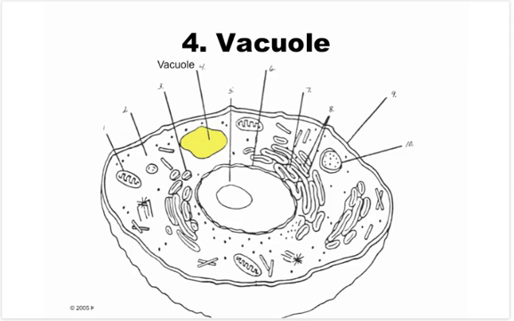Number 4 is the vacuole. Much smaller than in the plant cell. There's a reason for that. We'll discuss that later, but there's your vacuole label, and then the vacuole color is yellow. Or whatever color you used.